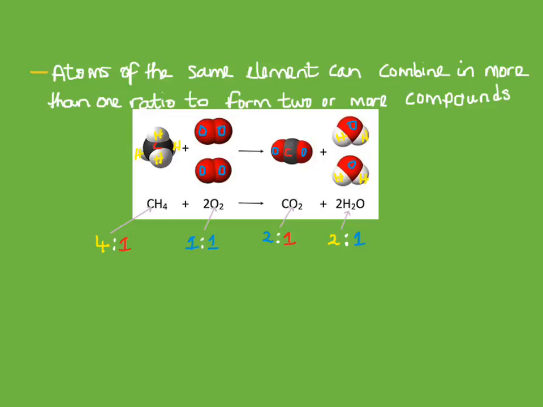So this reaction describes how a compound methane reacts with 2 oxygen molecules to form 2 compounds, carbon dioxide and water. This combination, as you can see, is in more than 1 ratio to form more than 1 compound, because looking at the picture, you will notice that 2 compounds have been formed, carbon dioxide and water.